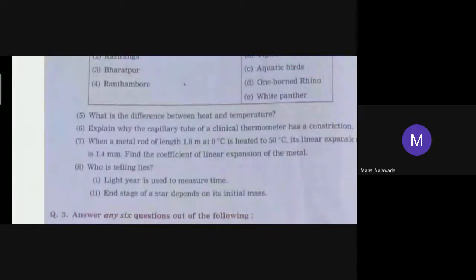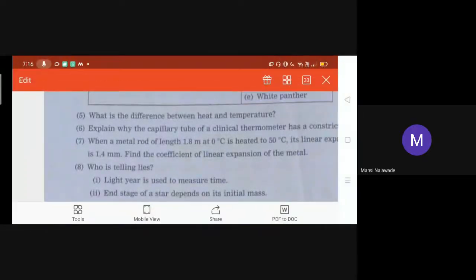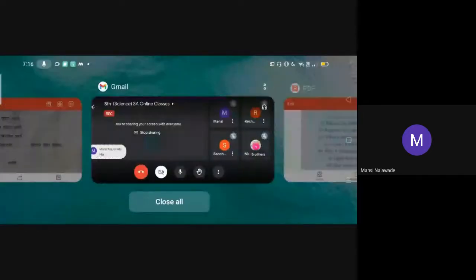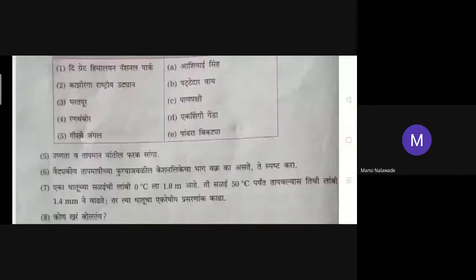What is the difference between heat and temperature? What is the difference between heat and temperature?